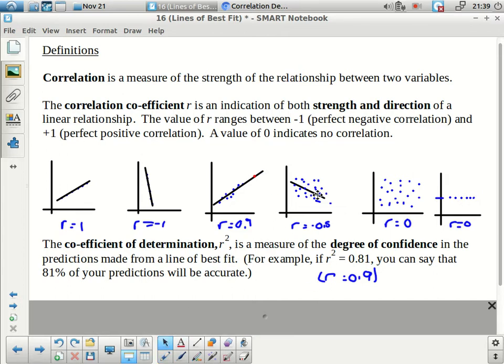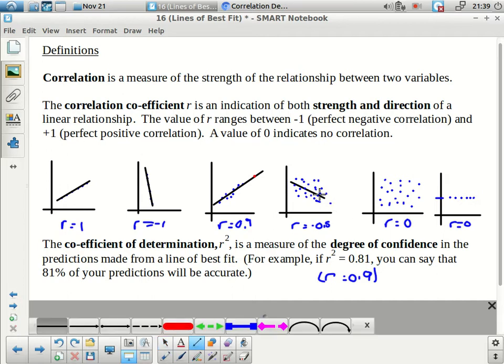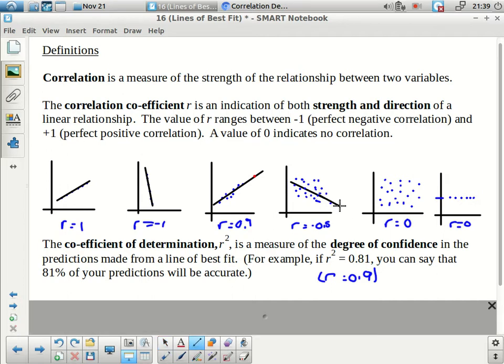Whereas with this one, if I were to extend my line of best fit, which I can't grab apparently, so I'm going to redraw it. If I were to extend my line of best fit and try to make a prediction down here, there's my new point. Is that going to be accurate? Well, it's a little harder to say because these are way more spread out.